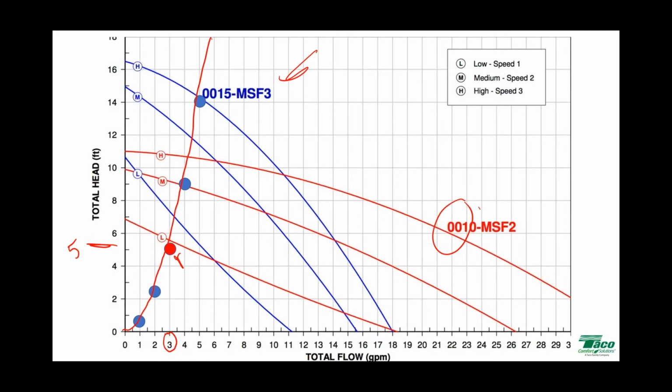And what this is telling us is the best choice here, if I'm using a 0015, would be low speed. By far, my best choice would be low speed. If I was using a 0010, the low speed choice would be even better, because we're minimizing the amount of space between my requirement and the pump performance curve line. So either one of those would work well.